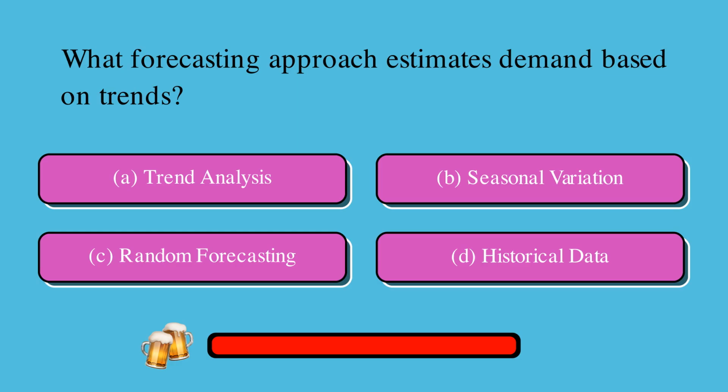What forecasting approach estimates demand based on trends? Is it A, trend analysis, B, seasonal variation, C, random forecasting, or D, historical data? The correct answer is A, trend analysis.